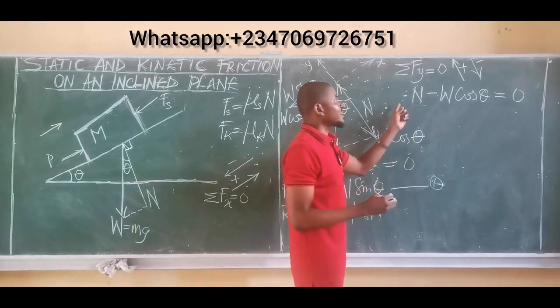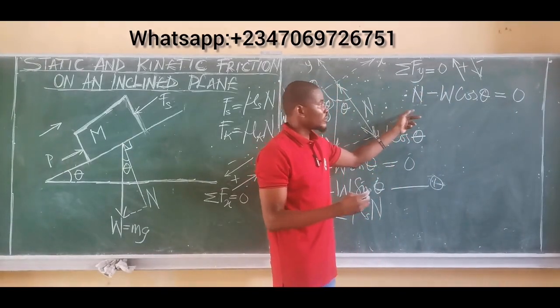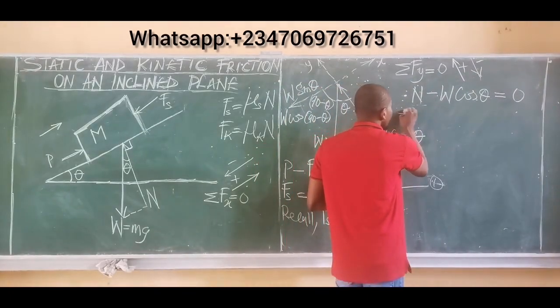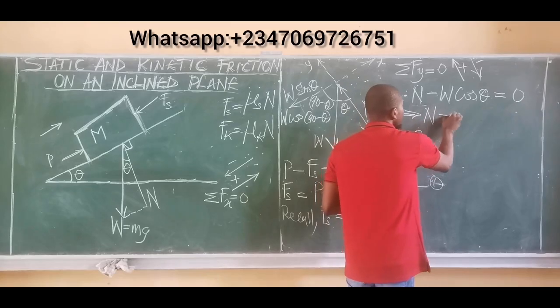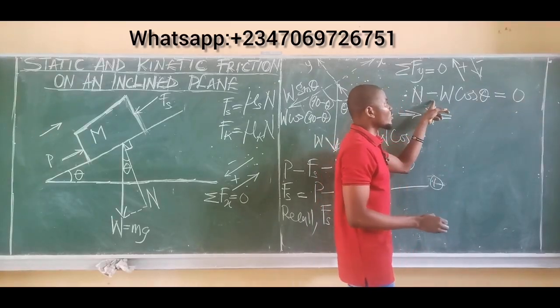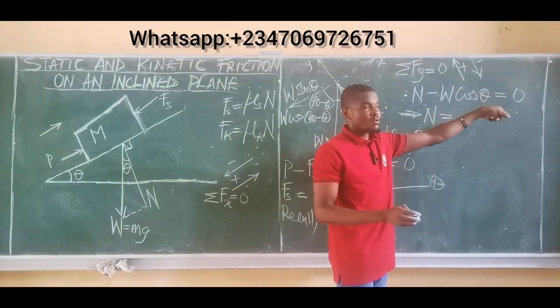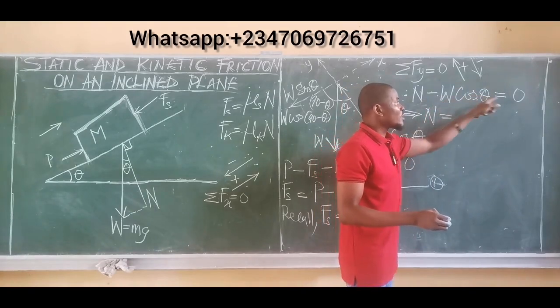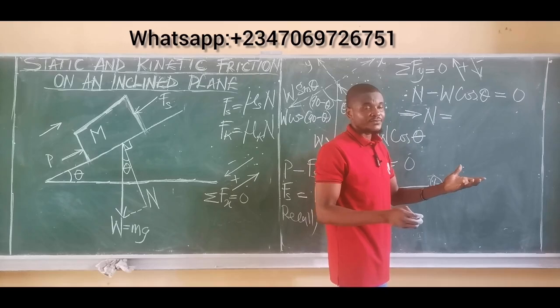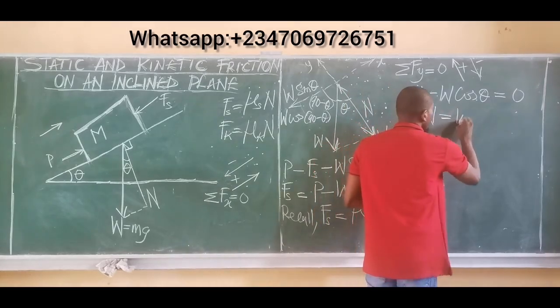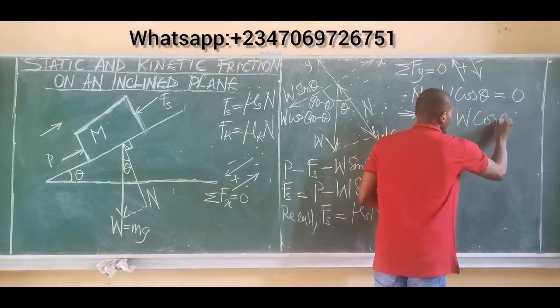Now, if you have this, that helps you to find your normal reaction, which simply implies that the normal reaction N is equal to, send minus W cos theta over to this side of the equation. Negative sign crosses and the equal sign becomes positive. Therefore, you have N equals W cos theta.